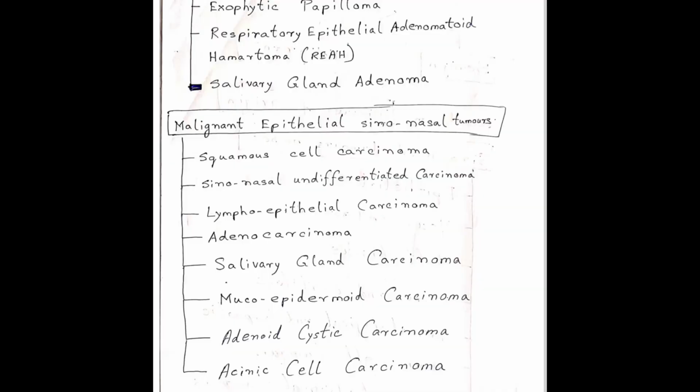We have salivary gland carcinoma, we have mucoepidermoid carcinoma, acinic cell carcinoma, adenoid cystic carcinoma, adenocarcinoma, lymphoepithelial carcinoma, squamous cell carcinoma, and undifferentiated sinonasal carcinoma. Now that we have covered epithelial sinonasal tumors, let's move on to the next group, neuroendocrine sinonasal tumors. There is only one, carcinoid, and carcinoid is malignant. So there is no benign neuroendocrine sinonasal tumor, there is only malignant neuroendocrine sinonasal tumor, that is carcinoid.